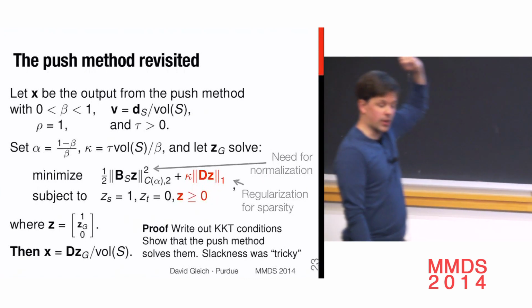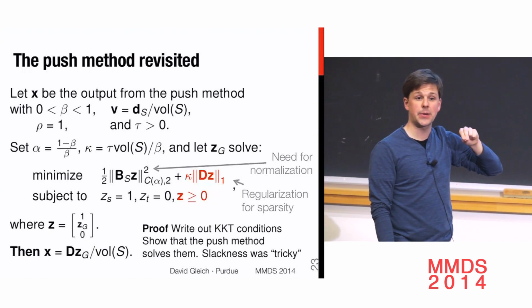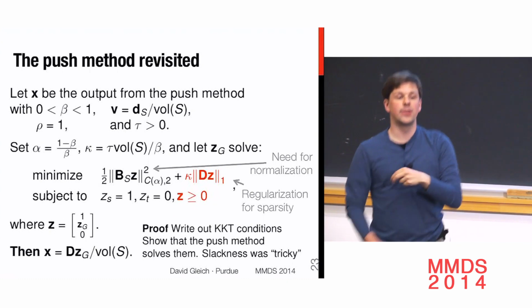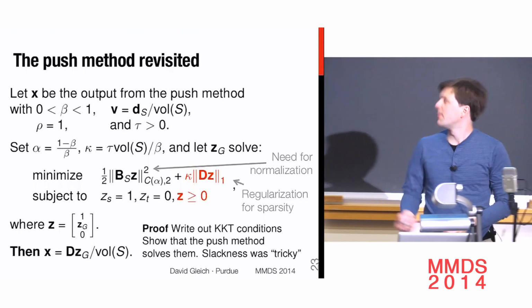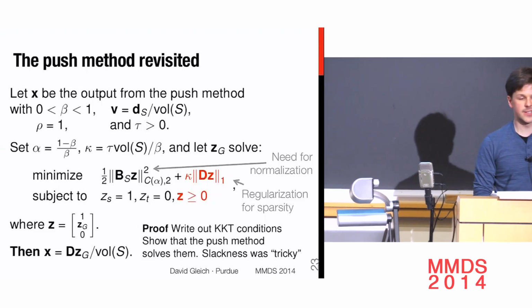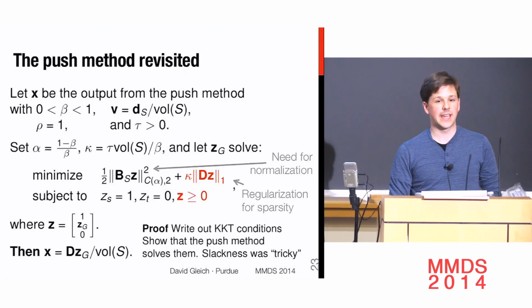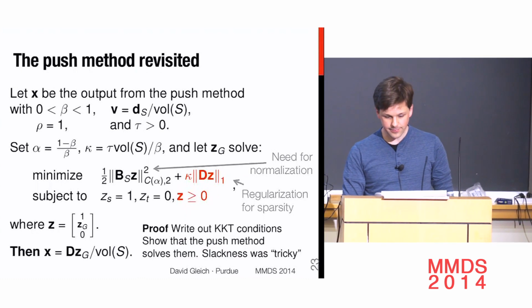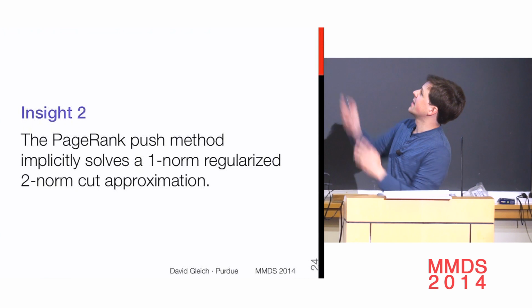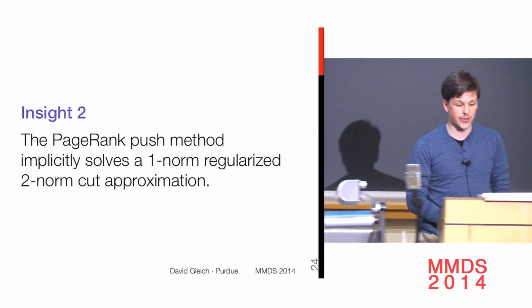So in this sense, what we're doing is precisely characterizing the output of this approximation algorithm, or of this approximate diffusion. Now, the proof of this isn't very interesting. You simply write down the KKT conditions and show that the previous algorithm satisfies them. So insight 2: the PageRank push method implicitly solves this problem.